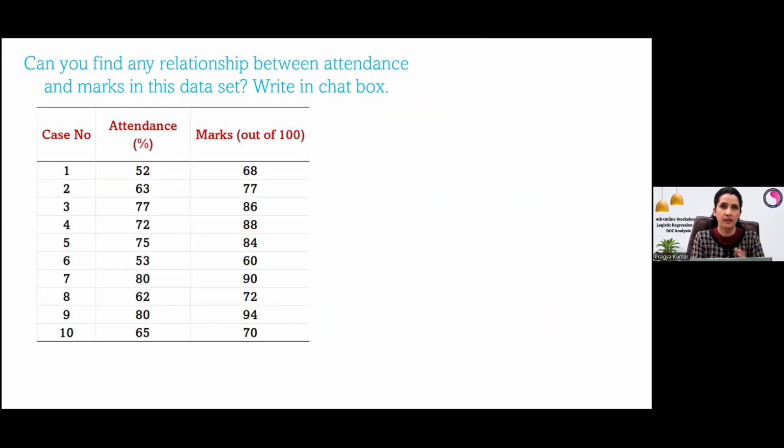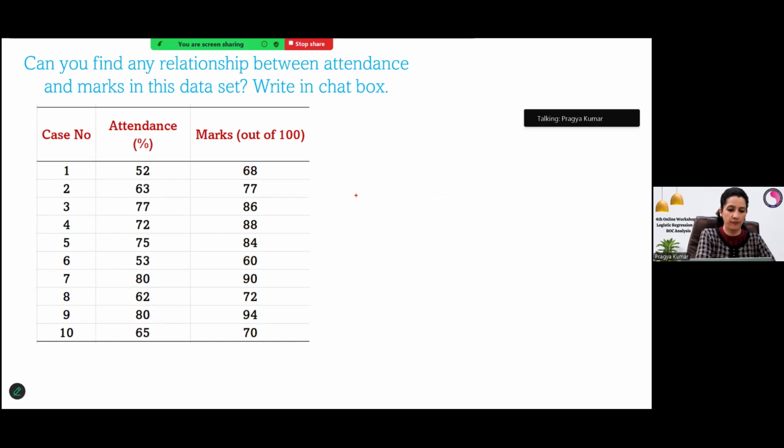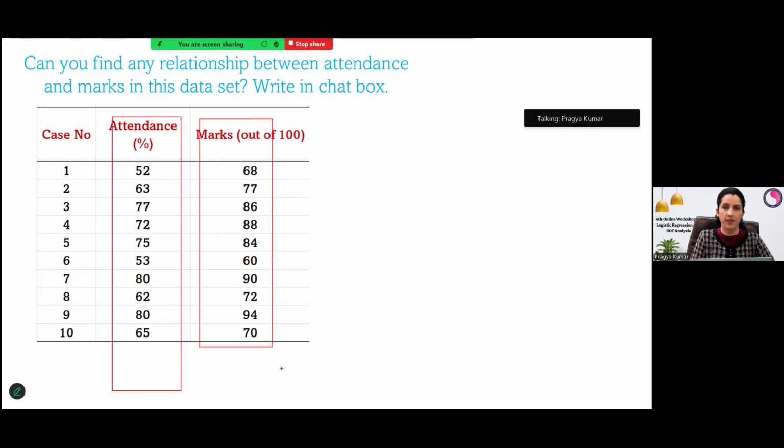So now if you see these two, in this case, there are 10 students, and in this column there are the marks of the students, and then here is the attendance, and then there is the marks out of 100. Can you make any relationship between marks and attendance? You can see here it is 52% and marks is 68. Then as you increase the attendance, let's say it is 80, then marks is 90.